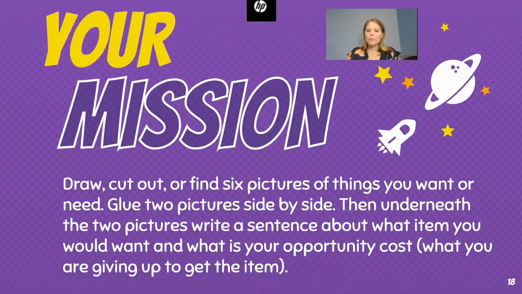And you're going to take 2 pictures and glue them side by side. Then underneath the pictures, you're going to write a sentence about what item you would want and what is your opportunity cost. In other words, what are you giving up to get the item that you want? So you're going to do that with one set of 2 pictures, and then you're going to glue the next 2 pictures or draw the next 2 pictures side by side, and you're going to write another sentence about what item you would choose between the 2 and what you'd be giving up, your opportunity costs. And then again, with the last set of 2 pictures, you would do the same thing.